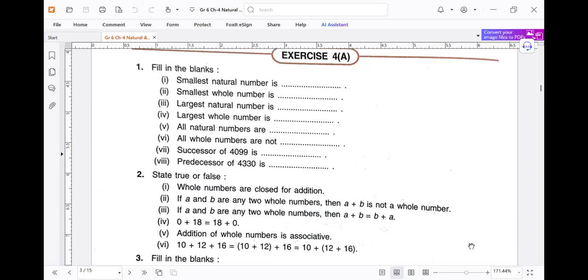Roll number 1: the smallest natural number is 1. Correct. Roll number 2: the smallest whole number is 0. Very good. Roll number 3: the largest natural number is infinity. Right. Next.